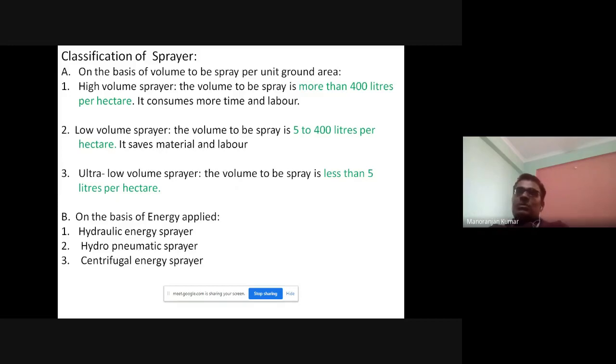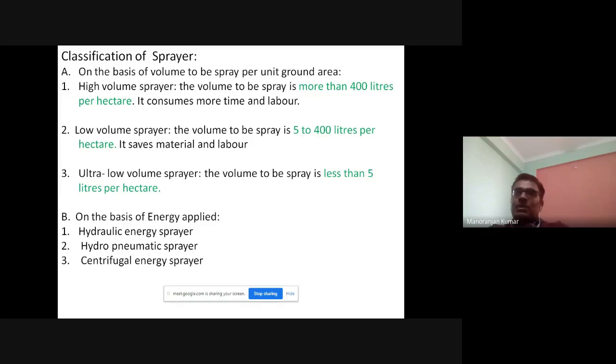Now, the second classification is on the basis of energy applied. On the basis of energy applied, the sprayer is classified into three types. The first one is the hydraulic energy sprayer.